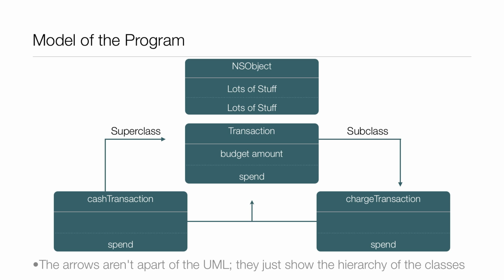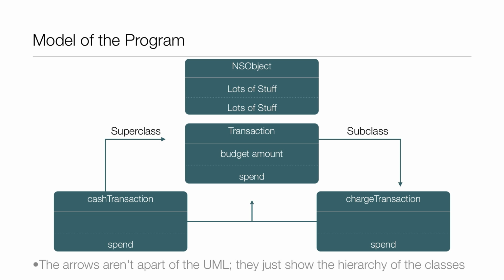Now, here is the model of our program. At the top, of course, you can see NSObject, and that is there because that is the root of all classes. It has lots of ivars, lots of methods, it has lots of functionality. Now we have Transaction, and Transaction, of course, inherits from NSObject, and then Transaction declares the ivars budget and amount, and it also declares the method spend.